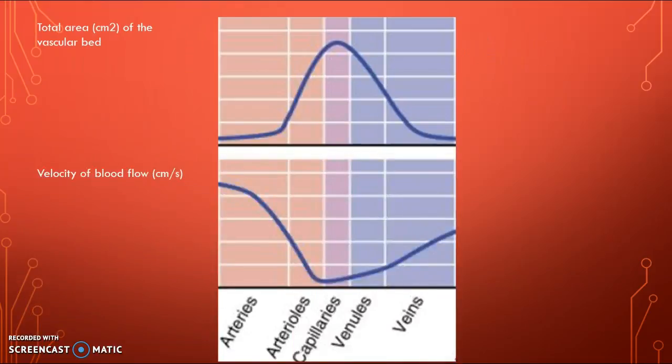From this image we can see the difference in the surface area and what speed the blood is travelling around the body, with capillaries taking up the highest amount of space and the arteries using the smallest amount of surface area.